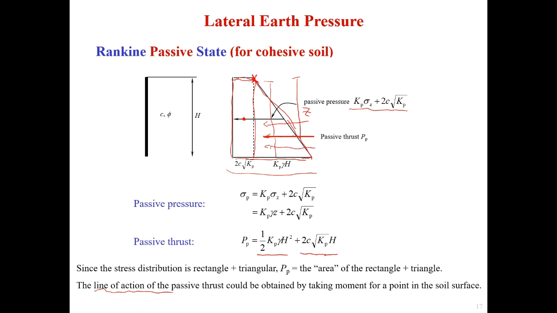And also it's worth noting that in Rankine's original theory, the wall surface is assumed to be smooth and vertical. So it ignores the slope of the wall and any friction which may develop between the wall and adjacent soil. So normally this theory results in a bit of overestimation of active pressure and underestimation of passive pressure. So that's for Rankine's theory.